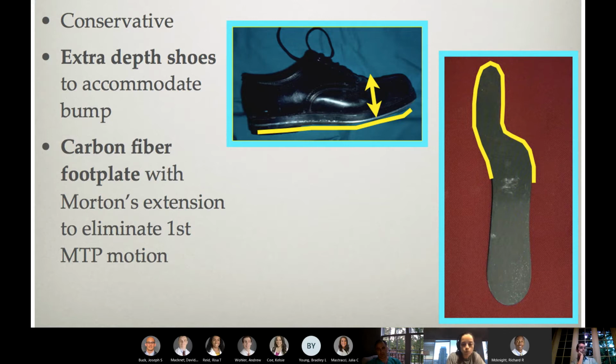So your conservative treatment, that's your first line. Extra depth is just because of the dorsal bunion. When we say dorsal bunion, that's talking about the osteophytes that you have a lot of times. You can have an elevated first ray in other instances. A fiber foot plate is just decreasing the stress across the joint, and that's a Morton's extension when it's just the single area under the big toe. You can tell this is an old guy's slides because that was the only shoe option back in the day.